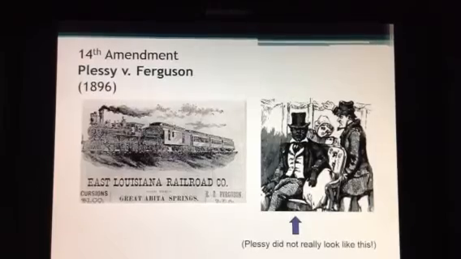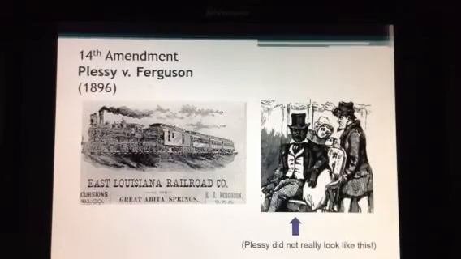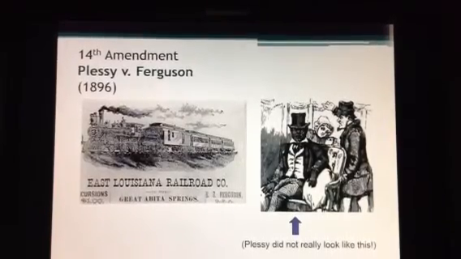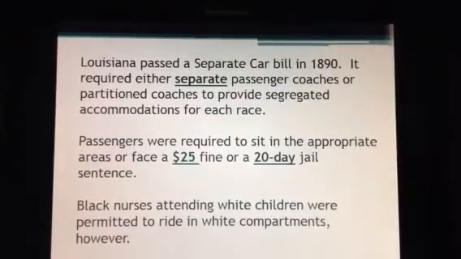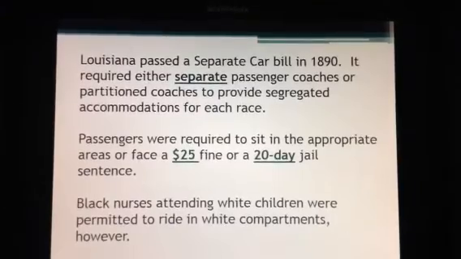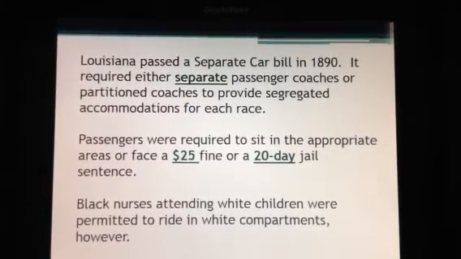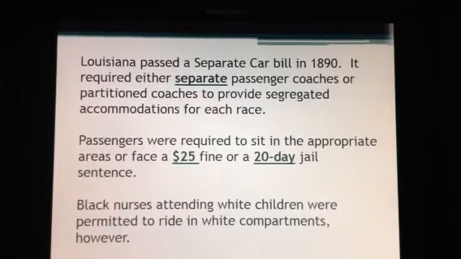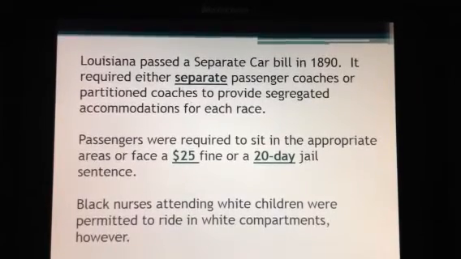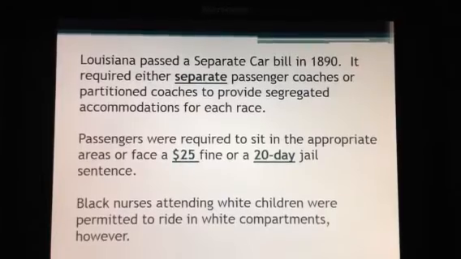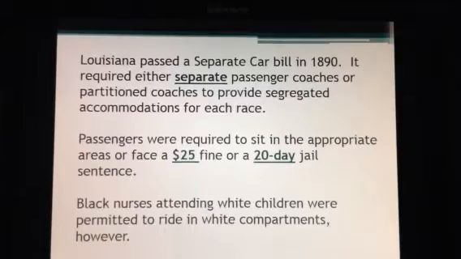Plessy really did not look like this, by the way, in the picture to the right. We're in Louisiana, the East Louisiana Railroad Company. They had a law that had a separate car bill in 1890. It separated passengers based upon their race. Passengers were required to sit in the appropriate areas or face a $25 fine or a 20-day jail sentence. Black nurses attending white children were permitted to ride in the white compartments, however.